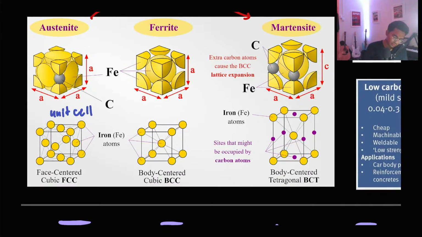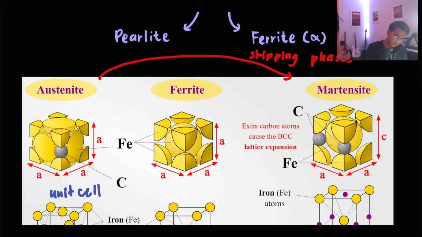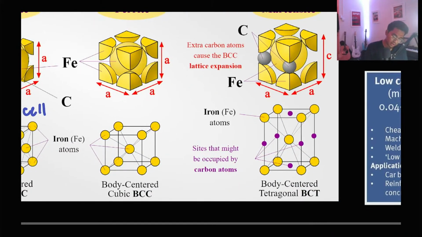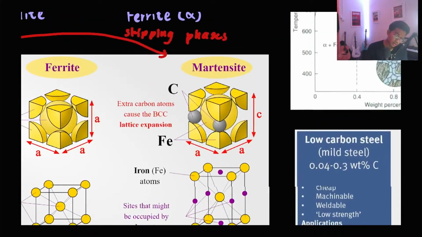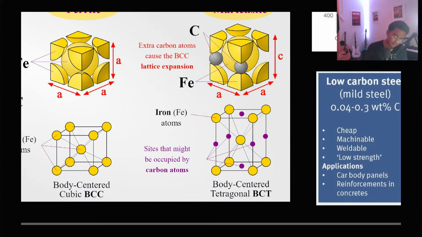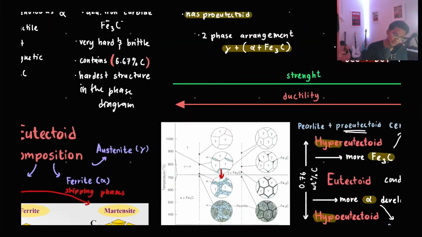So what happens is the carbon atoms will not diffuse, but will be trapped in the middle of the space between the atoms. This is what we call the sites. The sites might be occupied by carbon atoms. So the structure is called BCT. Okay.